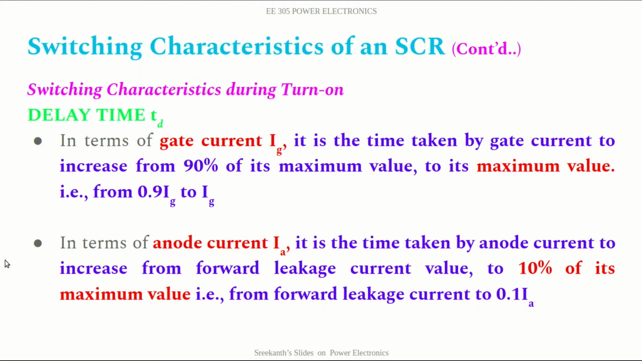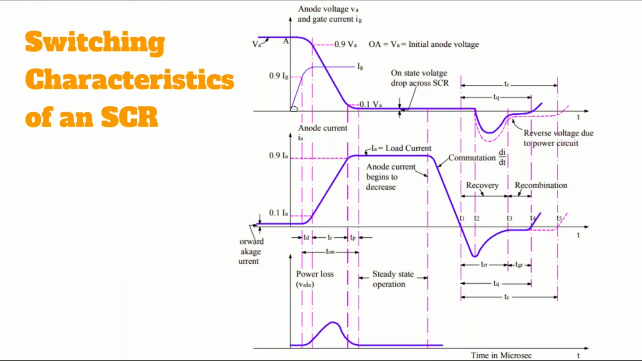In terms of gate current Ig, it is the time taken by the gate current to increase from 90% of its maximum value to its maximum value, that is from 0.9 Ig to Ig. So if you look at the diagram, you can see that this graph shows the gate current. You can see that from this point onwards, 0.9 Ig to Ig, this is known as TD, or the delay time.